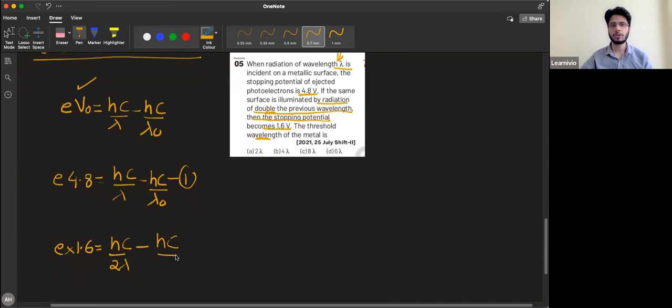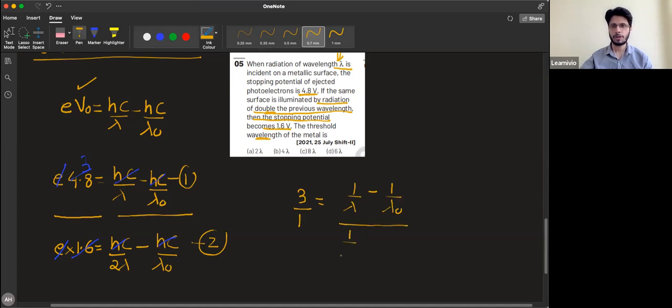So it will be minus of hc by lambda naught. This is the equation. From these two equations, you are supposed to calculate this lambda naught. So if we divide these two equations, then E will get cancelled with E, 1.6 will get cancelled, and hc will get cancelled out. And we are left with 3 by 1 is 1 by lambda minus 1 by lambda naught, divided by 1 by 2 lambda minus 1 by lambda.